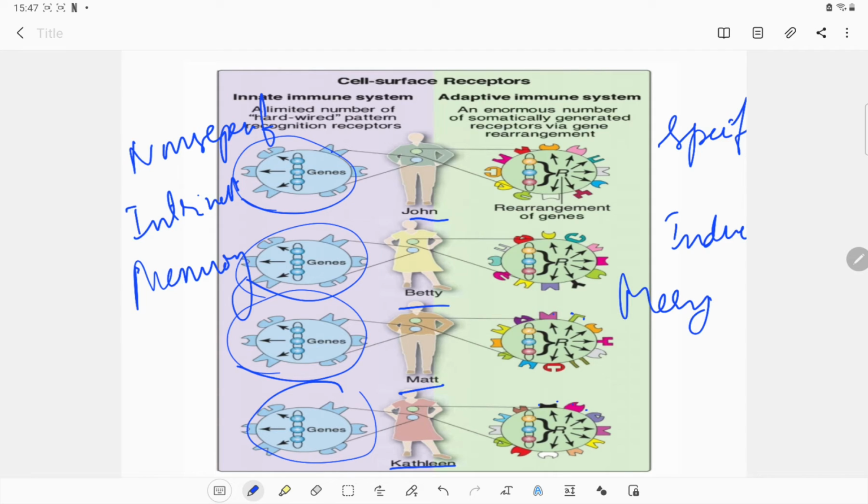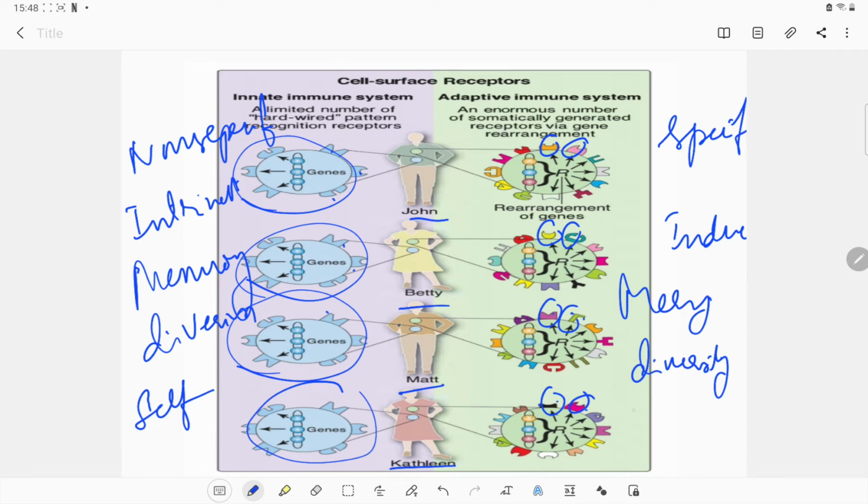You can see all the receptors here are the same, so there is not much diversity in the innate immune system. But when you observe here, the receptors are different for different people depending on the organism they are getting, depending on the immunity they have. So it has a very high sense of diversity. The innate system doesn't differentiate between the self and the non-self. It just goes and attacks. The adaptive system differentiates between the self and the non-self. So these are basically the differences between the innate and the adaptive immune systems.